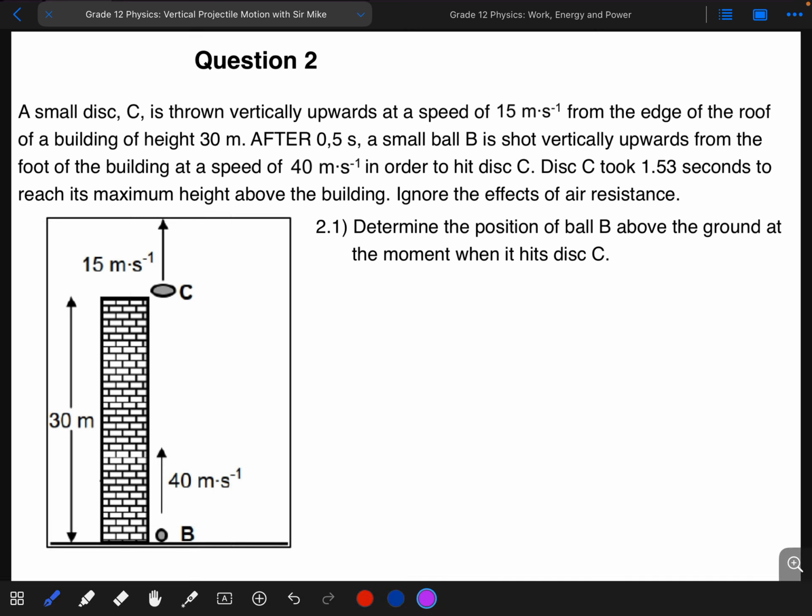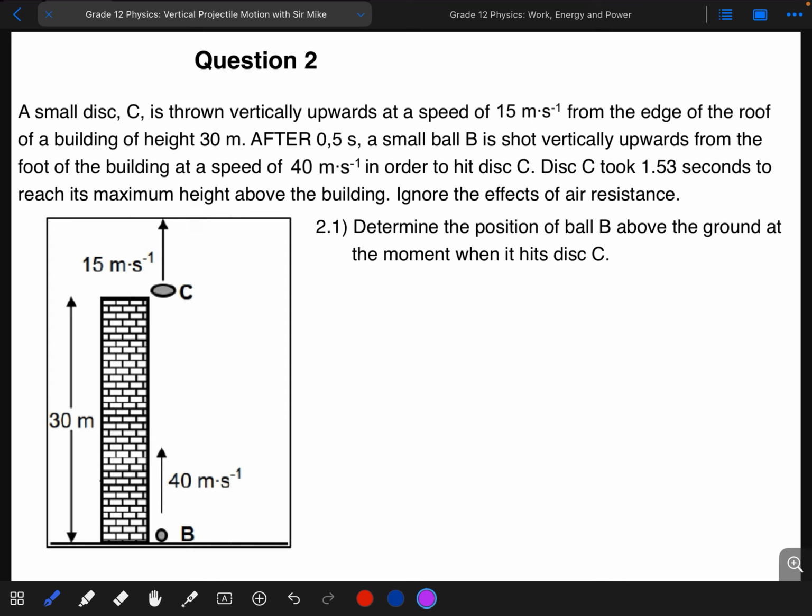So in this case, they say that a small disk C is thrown vertically upwards at a speed of 15 meters per second from the edge of the roof of a building of 30 meters. After 0.5 seconds, a small ball B is shot vertically upwards from the foot of the building at a speed of 40 meters per second in order to hit disk C.